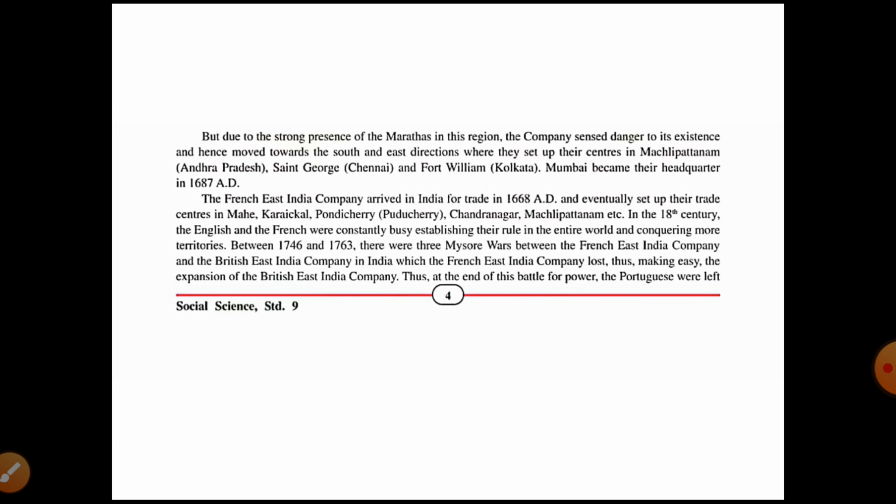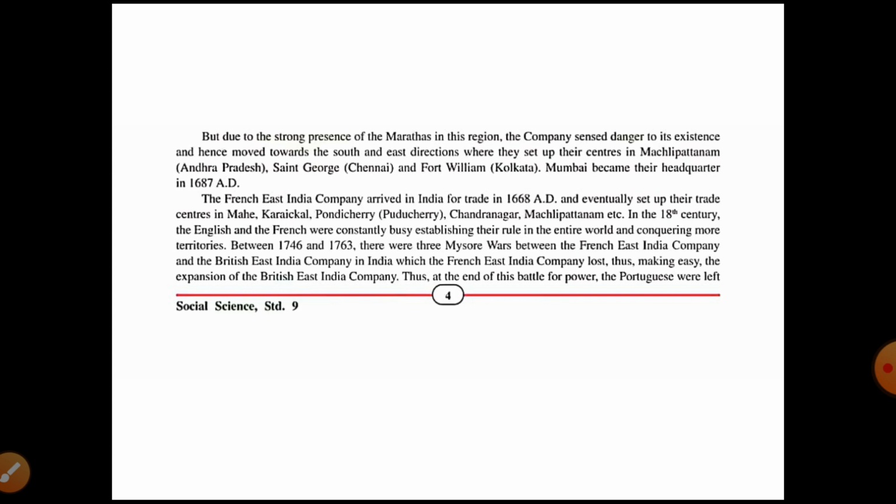The French East India Company arrived in India for trade in 1668 Anno Domini. So after the Britishers, the French East India Company came to India in the year 1668 Anno Domini, and eventually set up their trade centers in Mahe, Karaikal, Pondicherry, Chandranagar, Machilipatnam, etc.